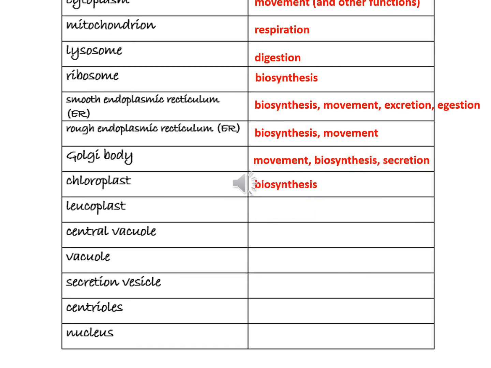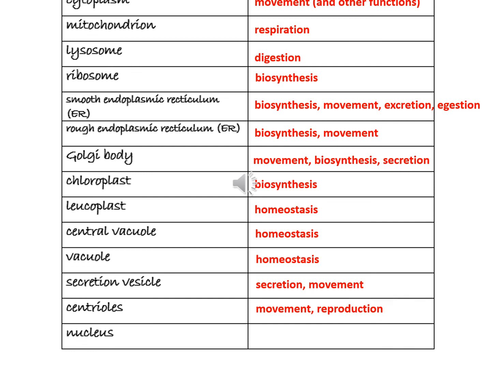Chloroplasts perform biosynthesis. Leukoplasts help maintain homeostasis within the cell, as does the central vacuole. In fact, the main function of all vacuoles is to help maintain homeostasis. Food vacuoles help maintain homeostasis by digesting food and providing nutrients for the cell, allowing it to continue to live. And waste vacuoles help maintain homeostasis by getting rid of wastes within the cell that don't need to be accumulating there. The secretion vesicles secrete and provide movement within the cell. Centrioles, which we didn't discuss when we were reviewing the cell a moment ago, provide movement and reproduction. And finally, the nucleus, as the part of the cell that contains all the DNA, is the master of the cell, helps with all functions.